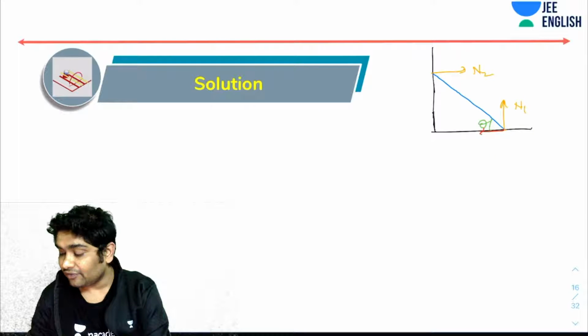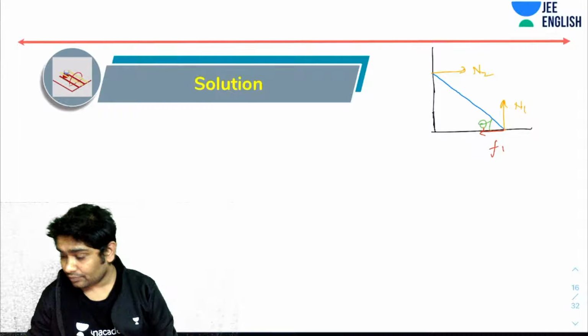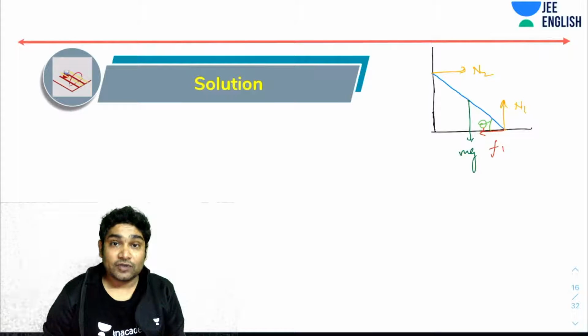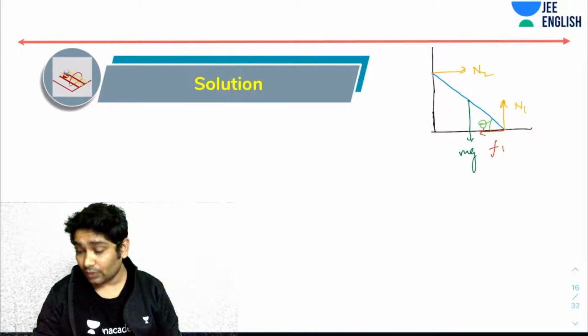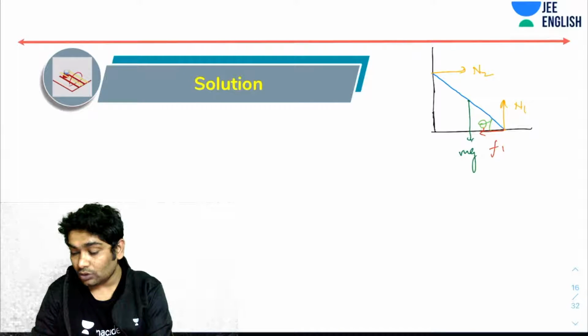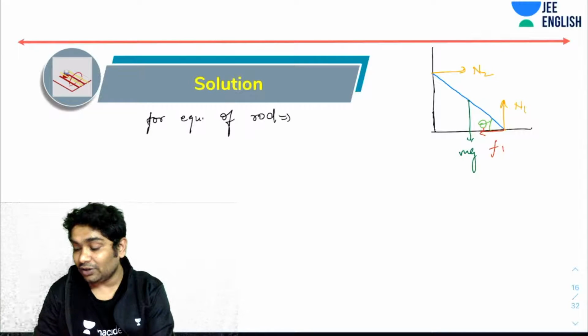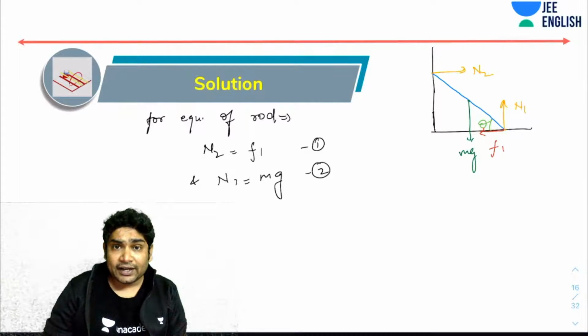Call this F1. And the wall is smooth, so you cannot have any friction on the wall. Then you'll have Mg. Okay. So first of all, as long as the rod is resting like this, as long as the rod is in equilibrium, I can say that the net force acting on the rod in all the directions must be zero. So for equilibrium of the rod, can I say that N2 must be equal to F1 and N1 must be equal to Mg. Okay, so I am writing that the net force in all the directions must be zero, correct?